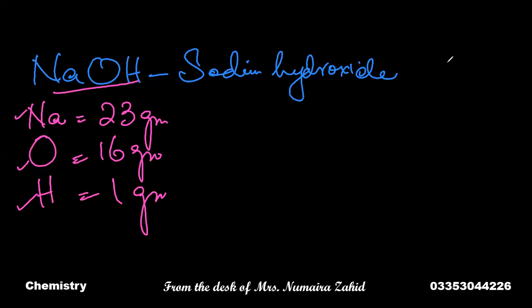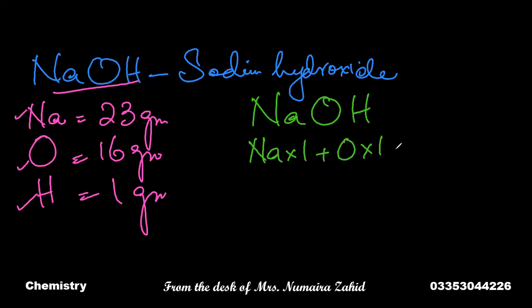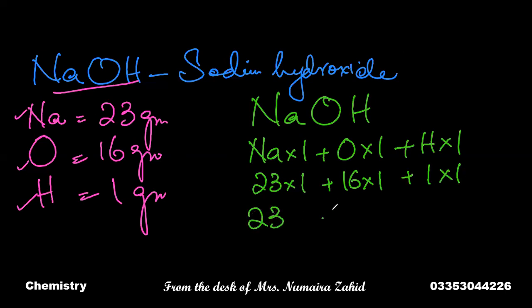Now, in order to calculate the molar mass, we find out how many atoms are present. Sodium is 1, oxygen is 1, hydrogen is 1. Sodium is 23 times 1, oxygen is 16 times 1, and hydrogen is 1 times 1. So it becomes 23 plus 16 plus 1. How can we find out the value for sodium hydroxide? By adding these 3 values. So what will it become? It will become 40 grams, if we are finding molar mass.